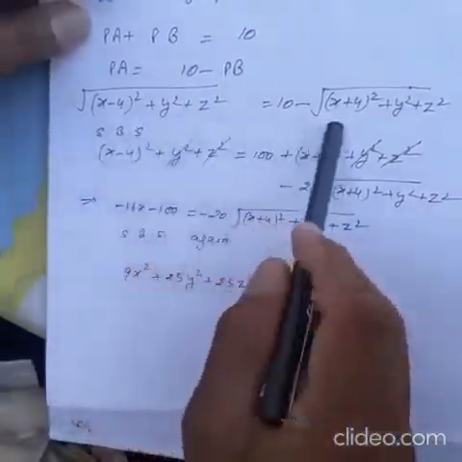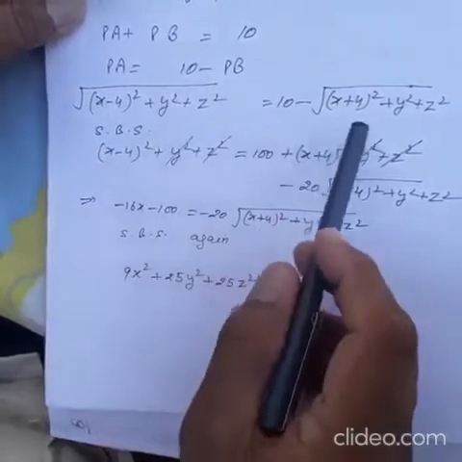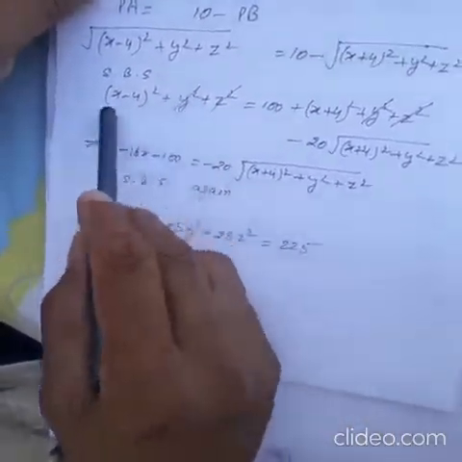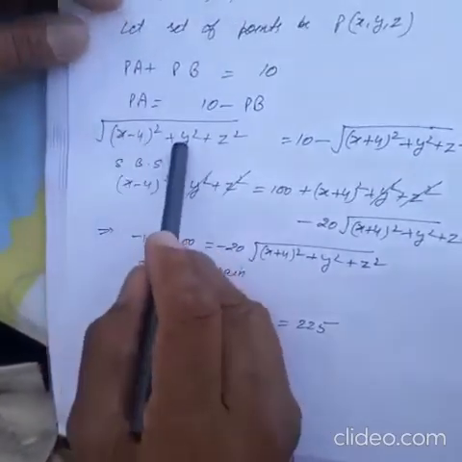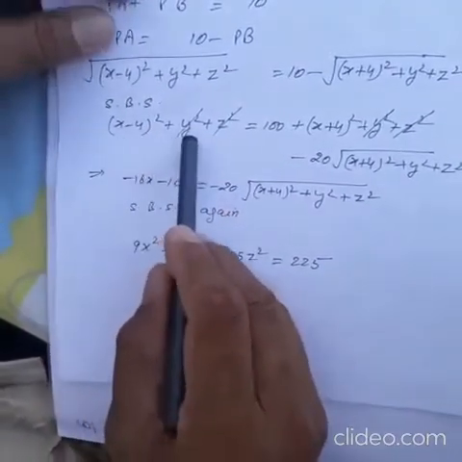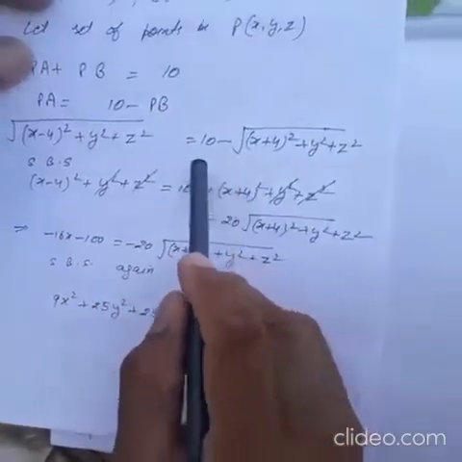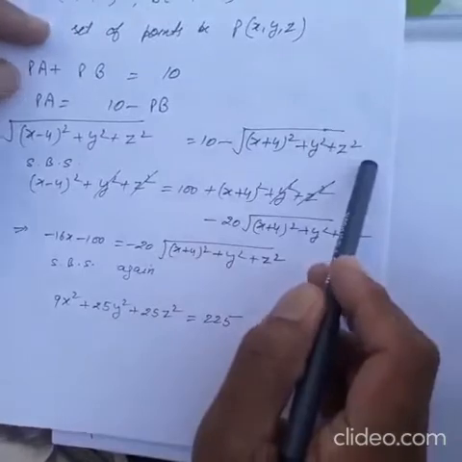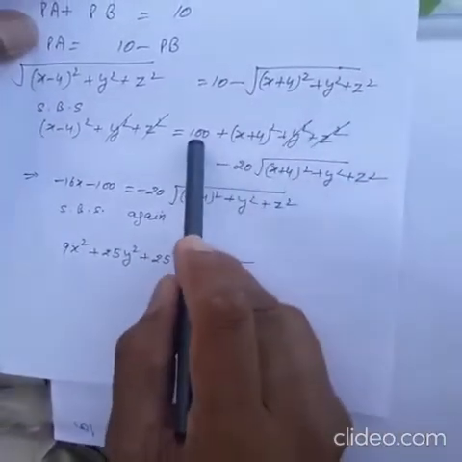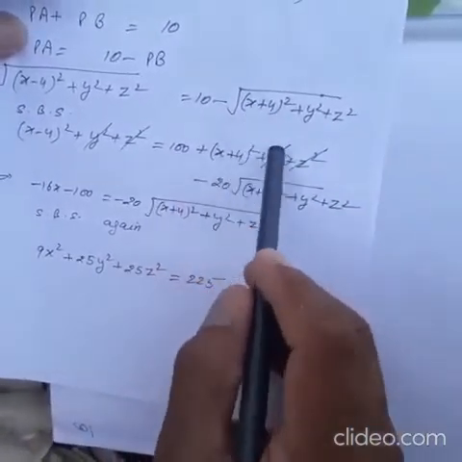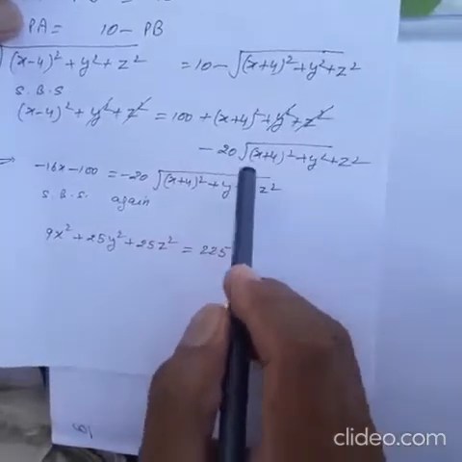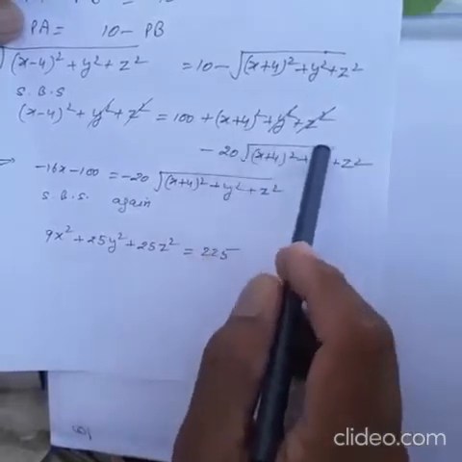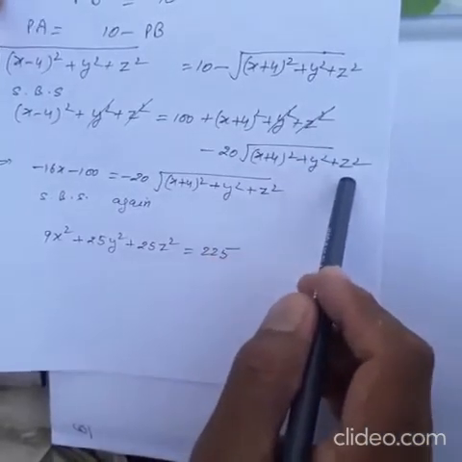Now you have to square both sides to eliminate the square root. So squaring both sides, on the left hand side the square root is cancelled, so (x minus 4) square plus y square plus z square. On the right hand side we have to apply the (a minus b) whole square identity. After application it will be 100 plus (x plus 4) whole square plus y square plus z square minus 2ab, that is 20 into the square root of (x plus 4) square plus y square plus z square.